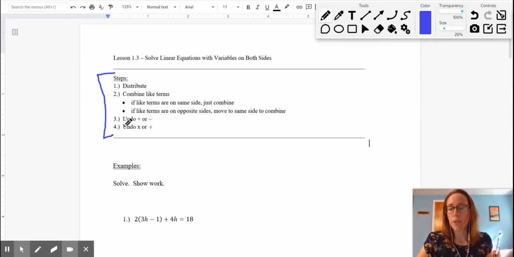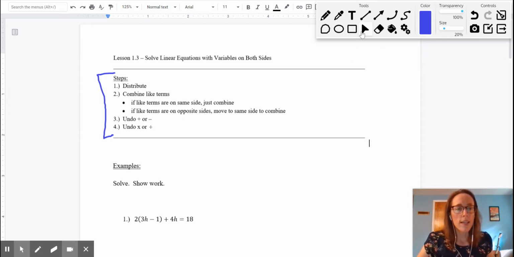These steps should look familiar because those are the inverse operations that Mrs. Palatucci talked about the other day, that we undo or use the inverse for addition and subtraction before we do the inverse of multiplication or division. So go ahead and pause the video and copy those down. Okay, so we're going to begin with our first example down here.